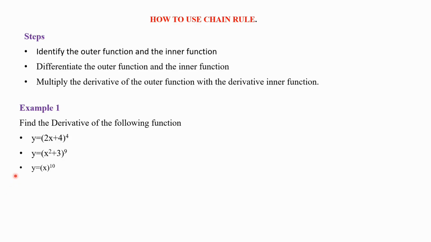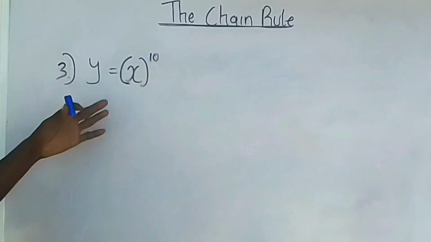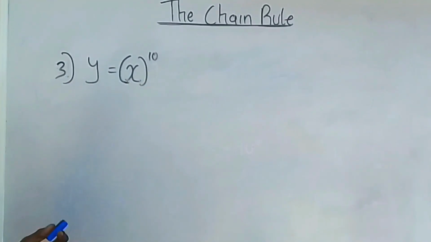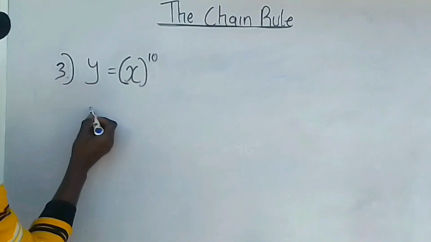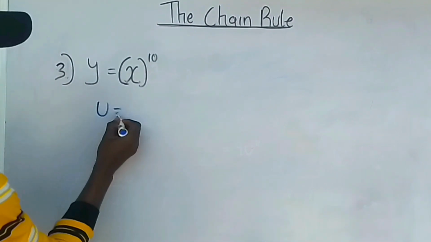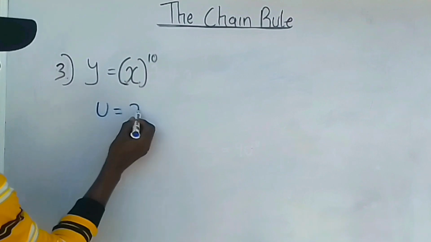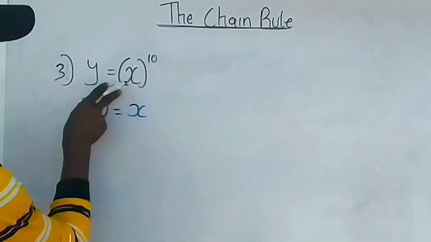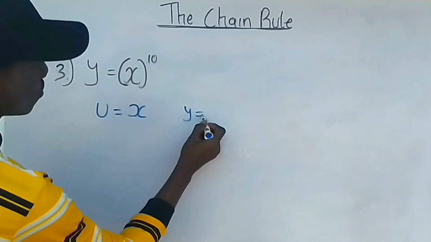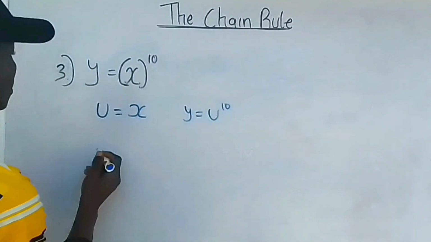And the last question, we have y equals x^10. To solve this question, y equals x^10, you can use the power rule of differentiation, and you can also make use of the chain rule. Now let us differentiate. Let u equal the inner function, which is x. Then if u equals x, y equals u^10.